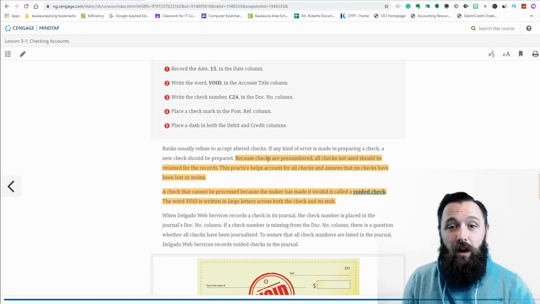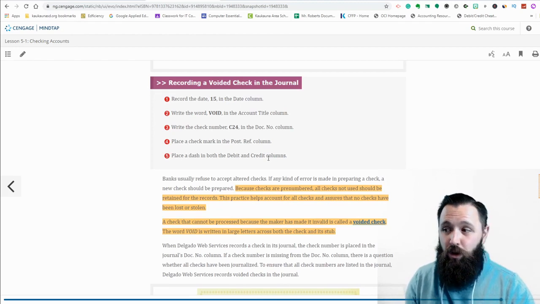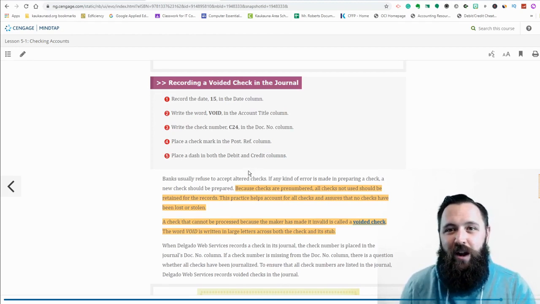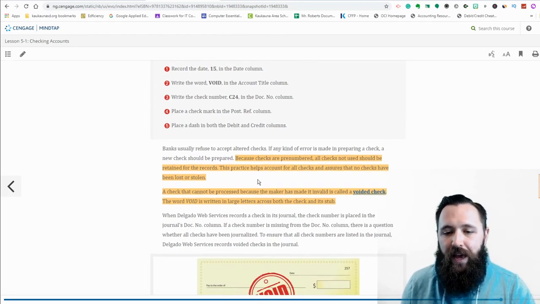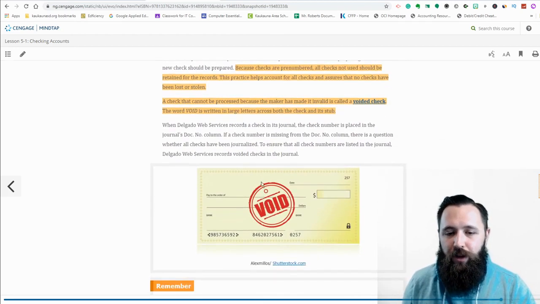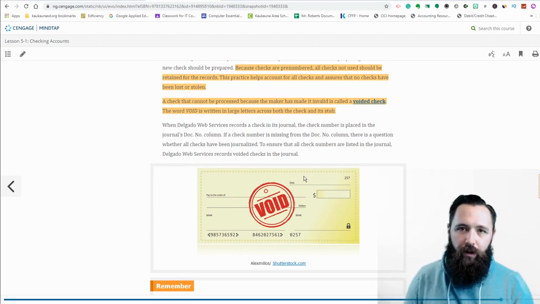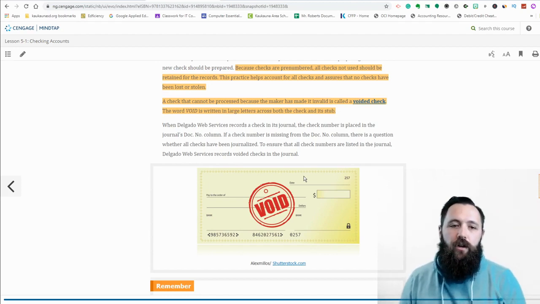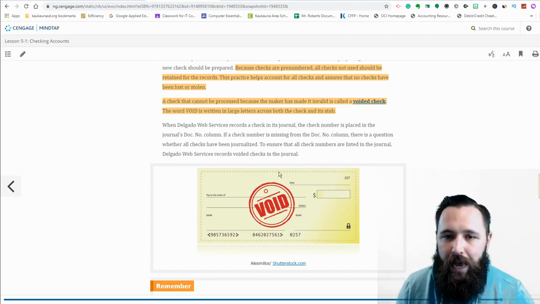And because those checks beforehand, when we were talking about, are pre-numbered, if we can't use check number 2 because there was an error on it, we need to void that check out. And how do you do that? Well, you just write void across the entire check, right? I've had to void out a check before, and I just void as big as I can across the entire thing so it can't actually be cashed.